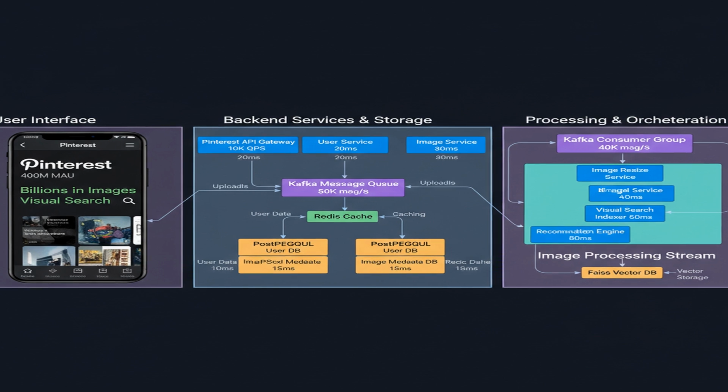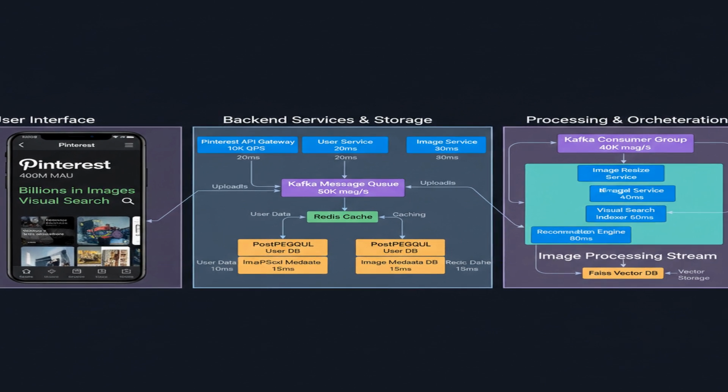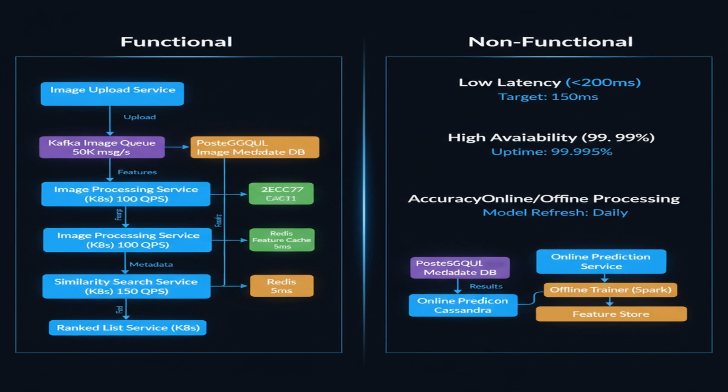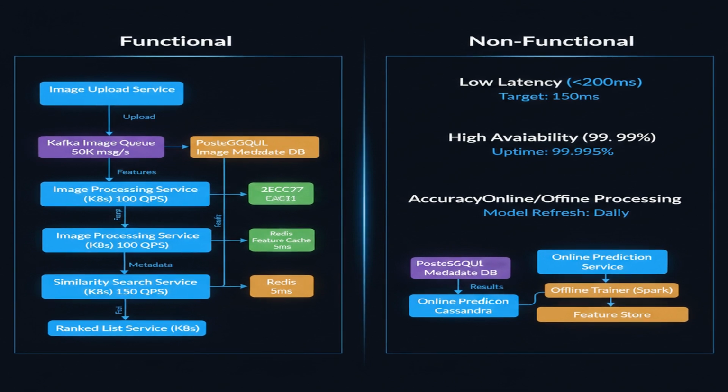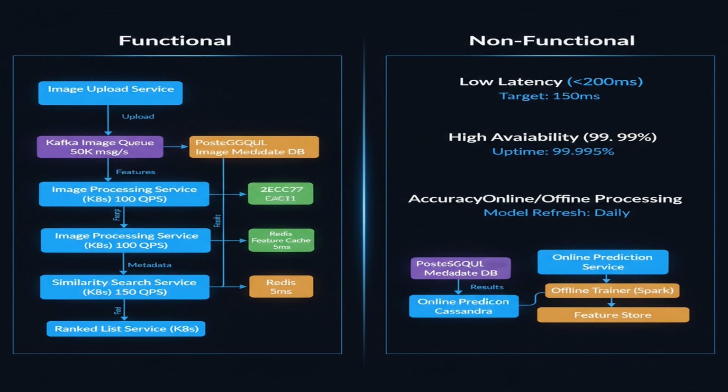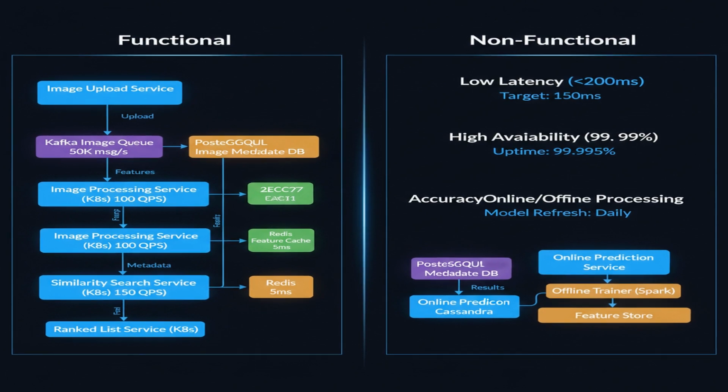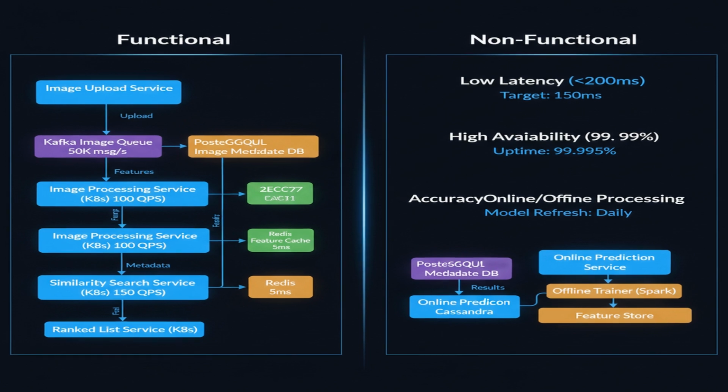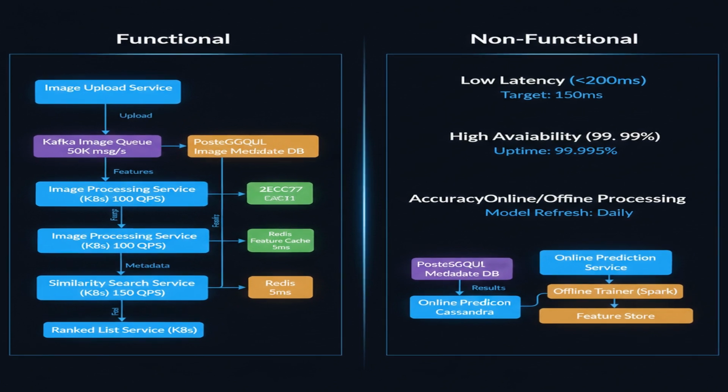Remember this 400 million number. We'll see why it matters when we discuss scaling. Let's define the requirements. Functionally, users upload an image and receive a ranked list of visually similar images. This requires image feature extraction, similarity matching, and re-ranking.